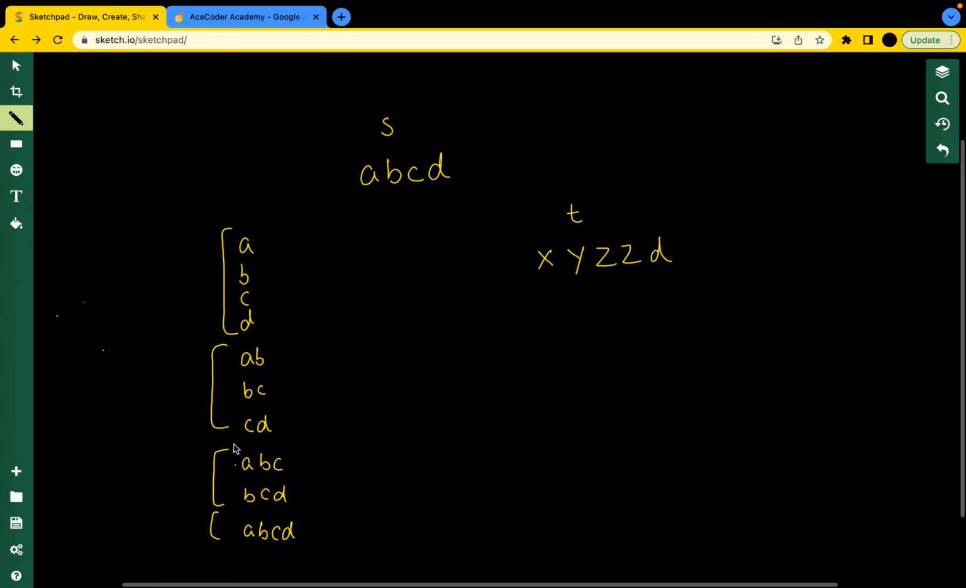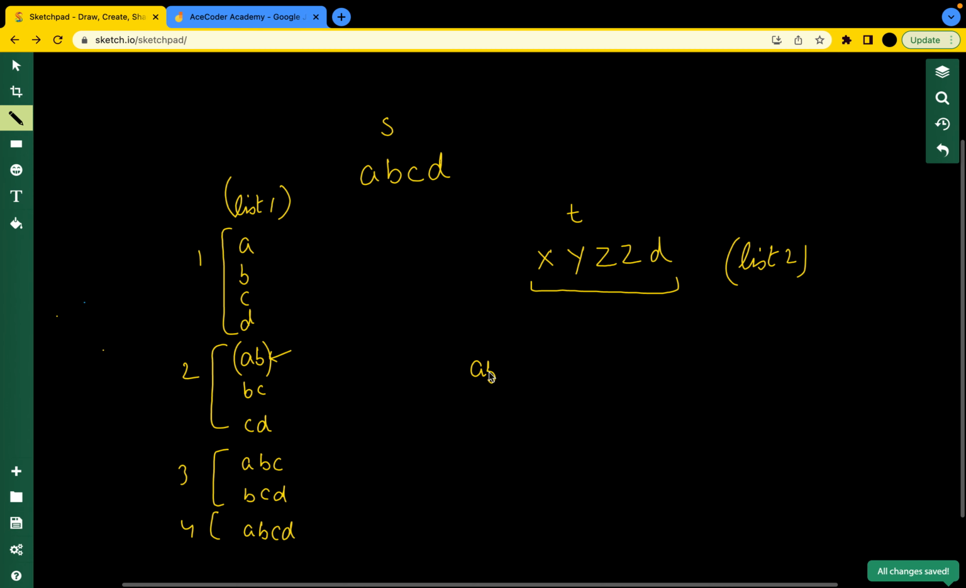So these are the lengths of these substrings. And similarly, we will find all the substrings for this T as well. And now we will be storing this set of substrings in list 1 and this set of substrings in list 2. Now we will be iterating over list 1, and if we are at this particular index, our substring available is AB.